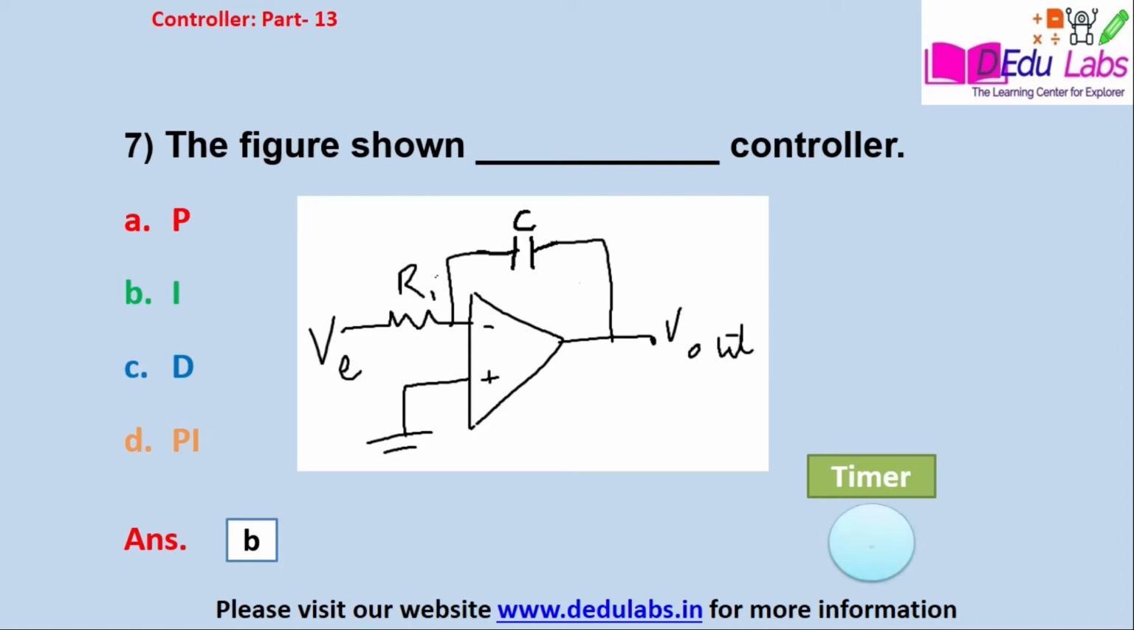This integration sign indicates it is an integral controller, but here there is a minus sign, so we can say this op amp looks like an integral controller with reverse action. So here the answer is B.